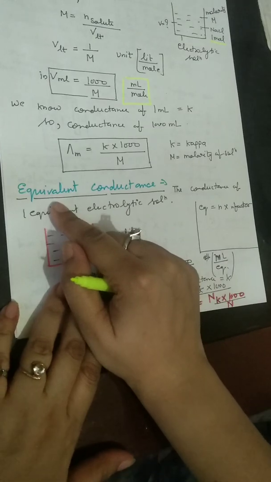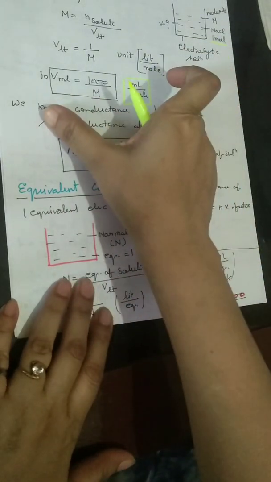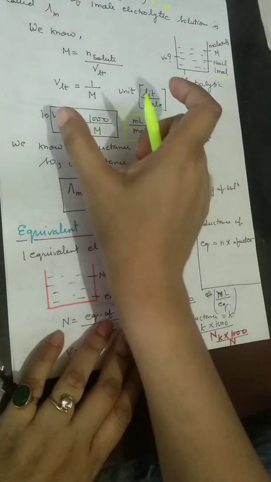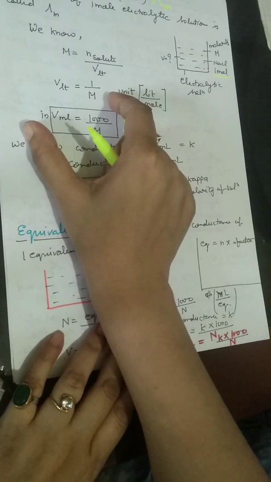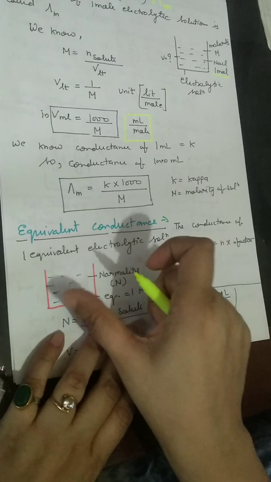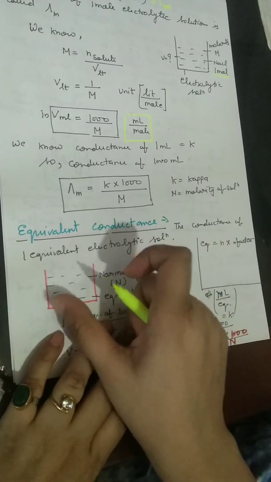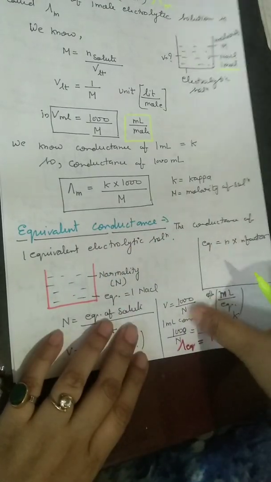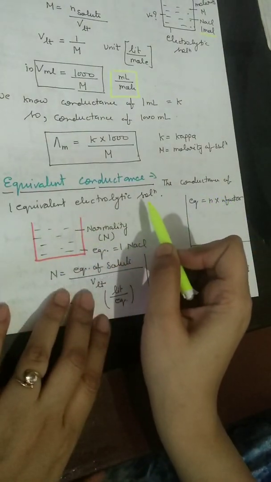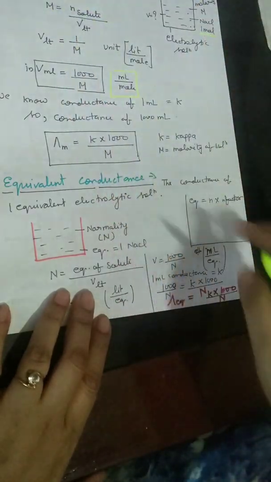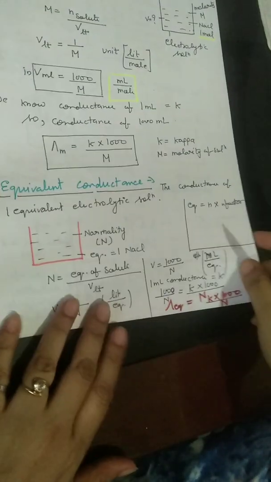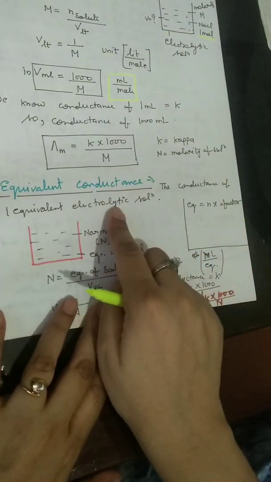Now what is equivalent conductance? The derivation of the formula is the same, the only difference is that in the molar conductance we use the term molarity M, but in case of equivalent conductance we take the term normality, that is capital N, in place of the molarity. It is the conductance of 1 equivalent electrolytic solution. Here it was 1 mole. In molar conductance it was 1 mole electrolytic solution, but now it is 1 equivalent electrolytic solution.